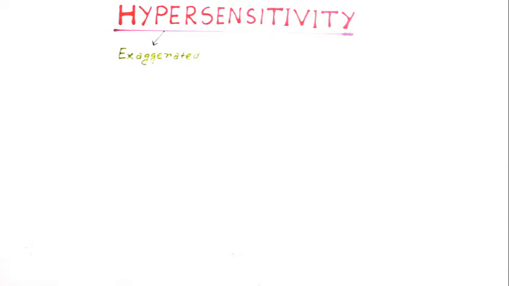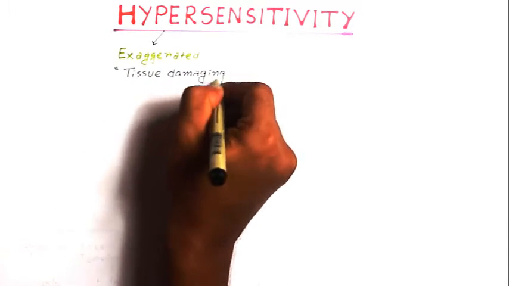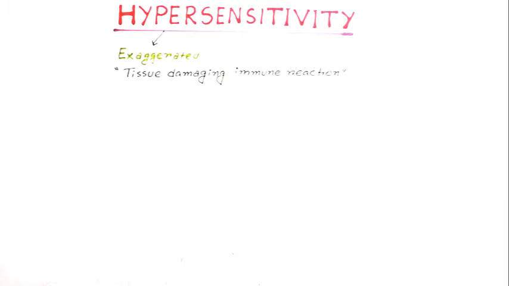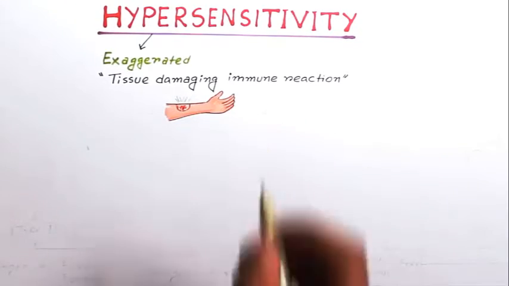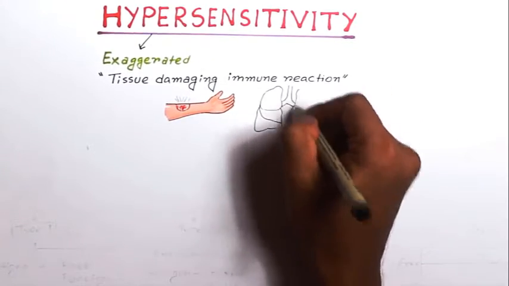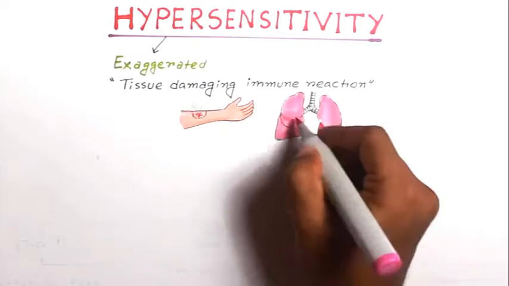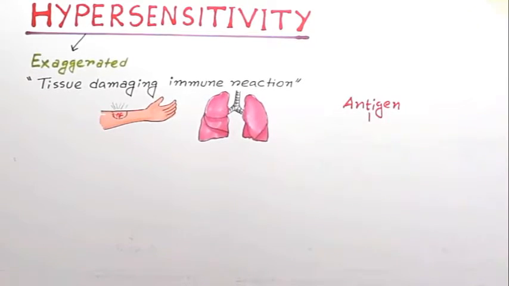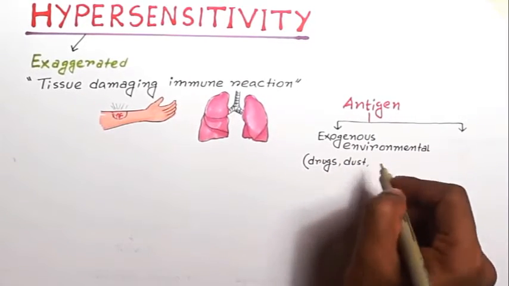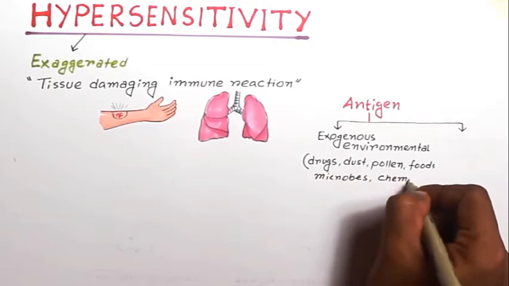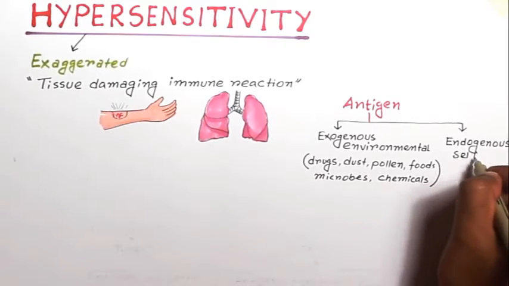So, it's actually a misnomer. The real concept is that any tissue damaging immune reaction in our body is called a hypersensitivity reaction. Ranging from annoying but trivial discomforts such as itching of the skin to potentially fatal diseases such as bronchial asthma or anaphylaxis, all are hypersensitivity reactions. Hypersensitivity reactions can be elicited by exogenous environmental antigens like drugs, dust, pollens, foods, microbes, and even various chemicals. Or they can be elicited by endogenous self-antigens.